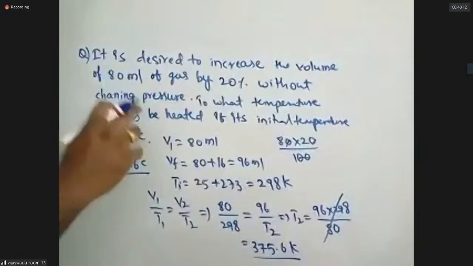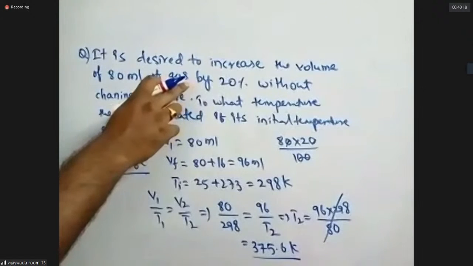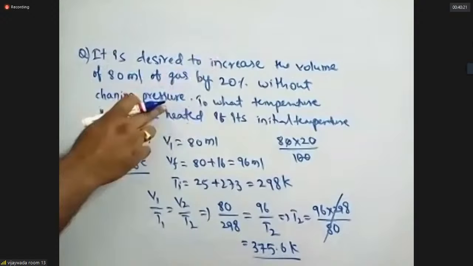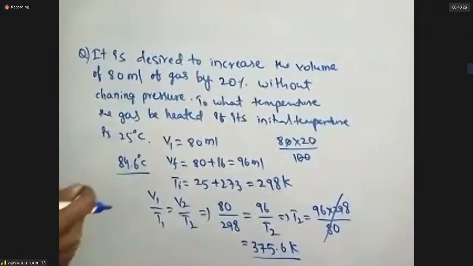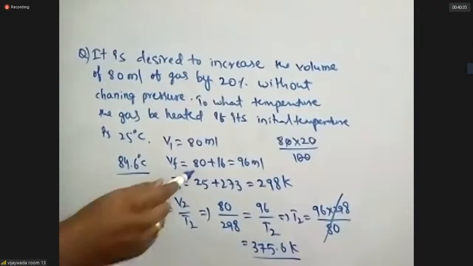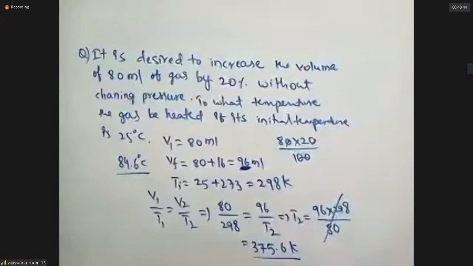In the question they said the volume of 80 ml of gas should be increased by 20 percent. So initially it is 80, and we should increase the gas volume by 20 percent. 20 percent of 80 is 16, add 80 plus 16. So in total, according to the question, we should increase the volume of gas to 96. Students understood?